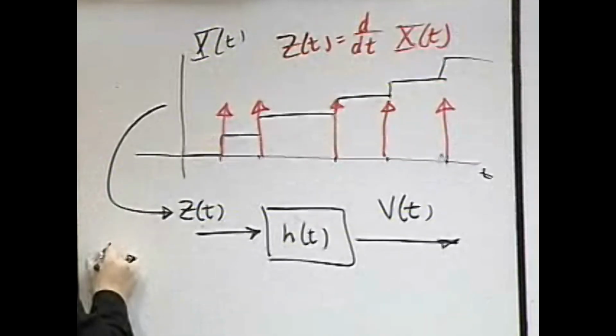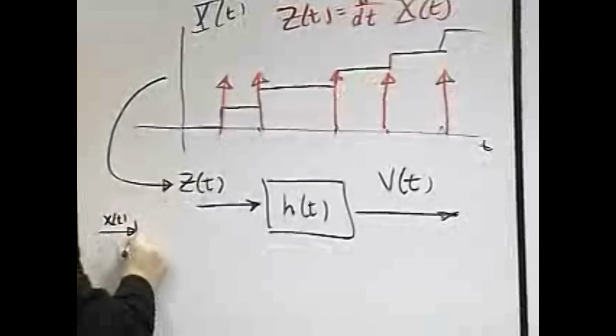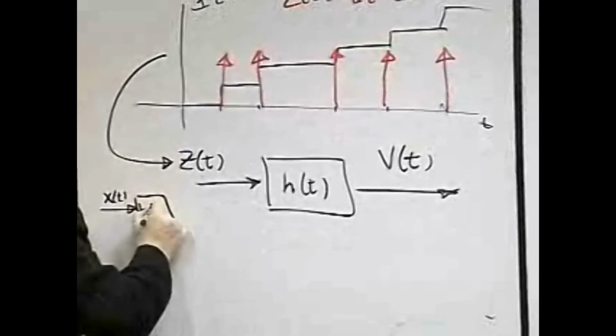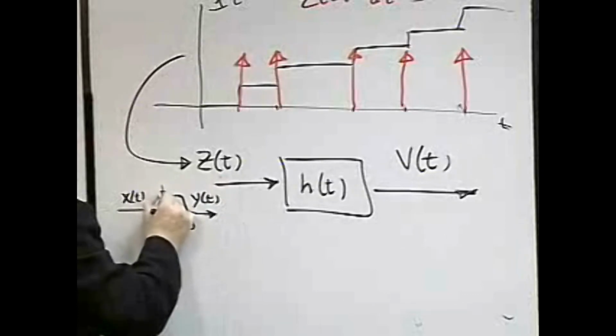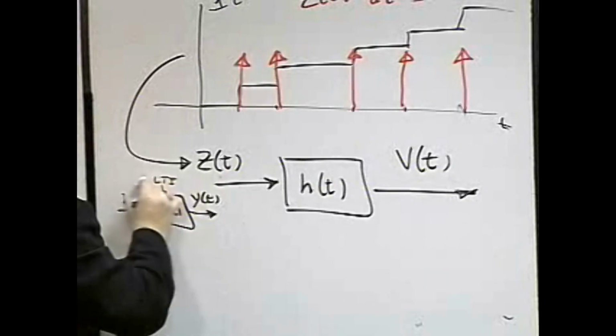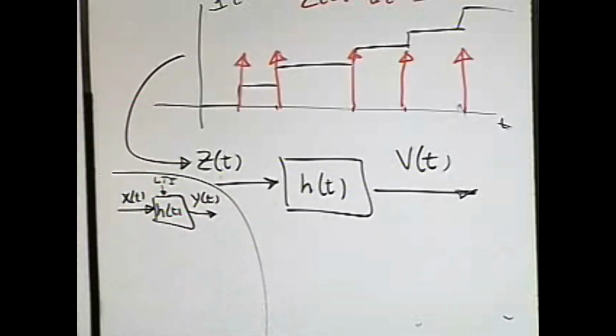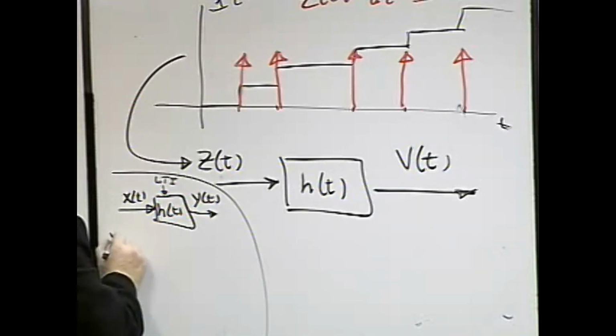We had, if we had x of t deterministically, and we have h of t, and we had y of t, and this of course was what type of system? A linear time invariant system, right? In that case, y of t, or what is h of t, first of all?